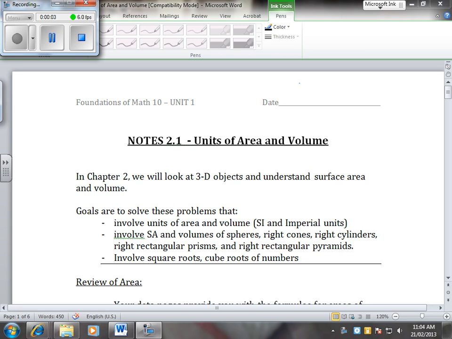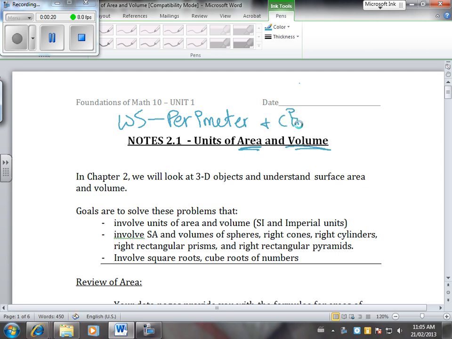Today we're going to start chapter 2.1. So we're going to talk about units of area and volume. I will be posting a worksheet to review perimeter and circumference that I want you to work on. You can either do this before or after we do the notes.